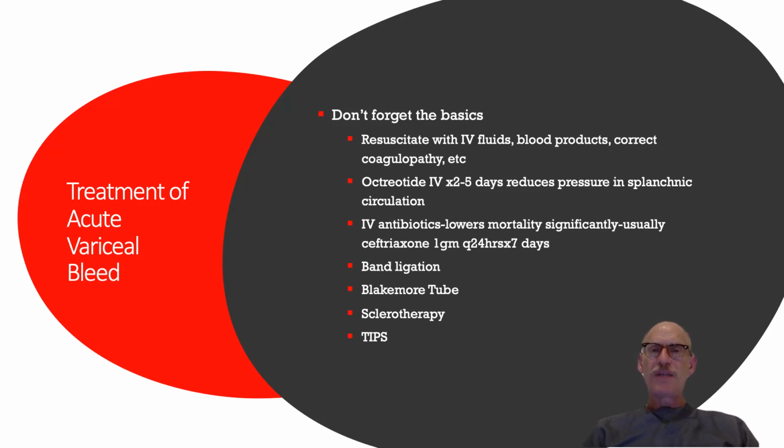Once the patient has been stabilized, we have to do some sort of definitive treatment to try to stop the bleeding. Band ligation is generally the procedure of choice. There are times when we need to use a Blakemore tube, and we'll discuss the Blakemore tube in brief in a few moments. Sclerotherapy, as we touched upon earlier, and then there is the TIPS procedure, and we'll discuss each of these techniques briefly.